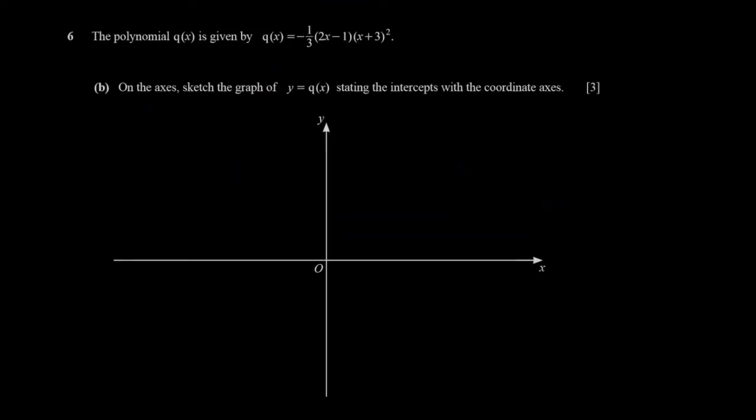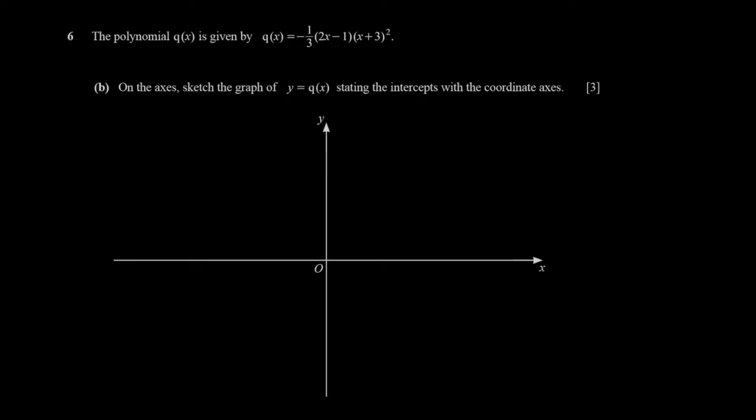All right, so continuing on with this question, part B is we want to sketch the graph of q of x, stating the intercepts with the coordinate axes. Now, this is a cubic graph. That's the first thing, isn't it? Because we've got an x squared term in here. It's going to be times by another x. We're going to get an x cubed.